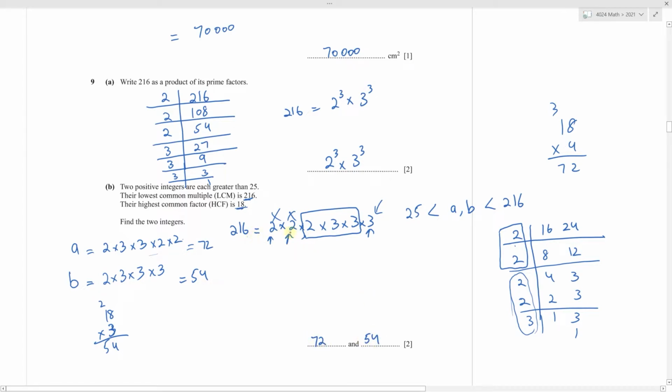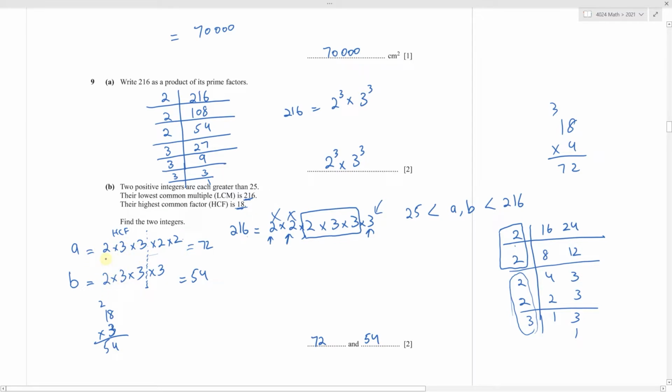So you already had the prime factors for the LCM 216. You took out the HCF because you know the highest common factor is 18 and it should be present in both. So this was up till 18. This was the HCF. These are the common factors. And then the remaining numbers, you had to decide whether these two 2's belonged here or this 3 belonged here. So remember, when you take the HCF, you take the lowest power of the prime factor.